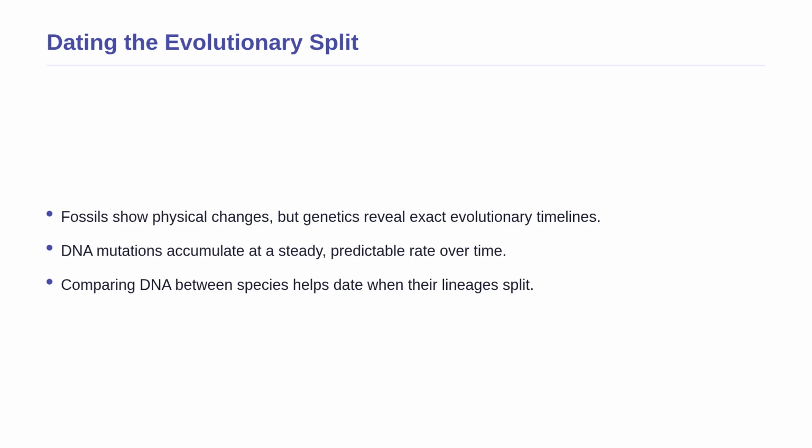Scientists use a concept called the molecular clock. Because DNA mutations accumulate at a steady, predictable rate over time, we can compare a specific segment of DNA between modern humans and chimpanzees. By measuring the genetic differences, we can calculate backwards to find the exact time our common ancestor lived.